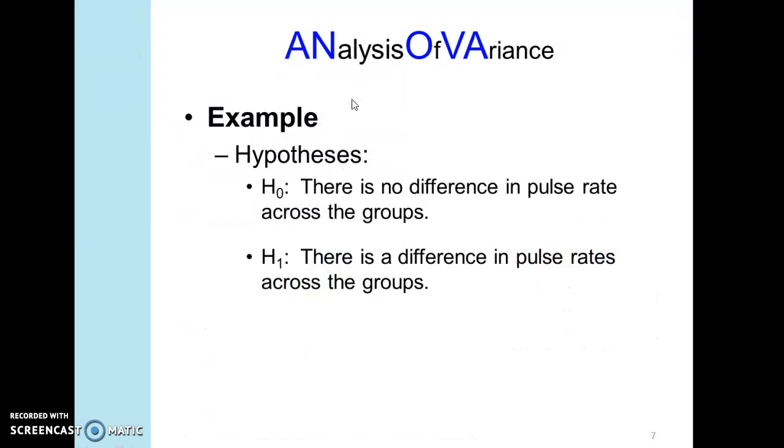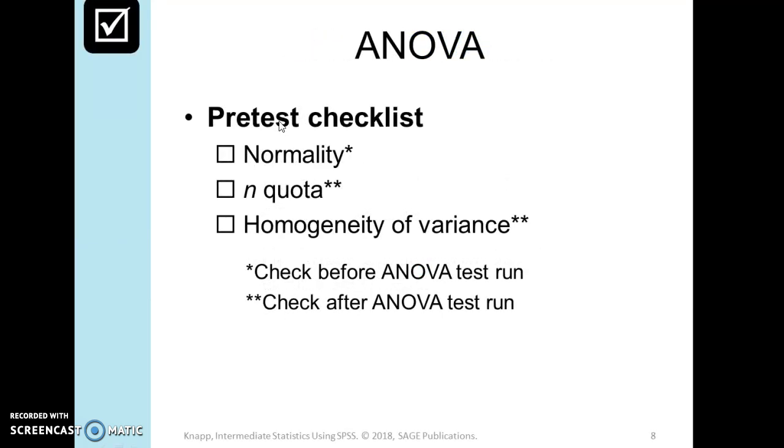Analysis of variance. That's what we're using. Well, ANOVA is an analysis of variance. Hypothesis: there is no significant difference in the pulse rate. There is a difference in the pulse rate, your motivated hypothesis. So we're going to test those through the ANOVA. Before we can run it, just like the t-test, we have to test for normality, an N quota, and homogeneity of variance.